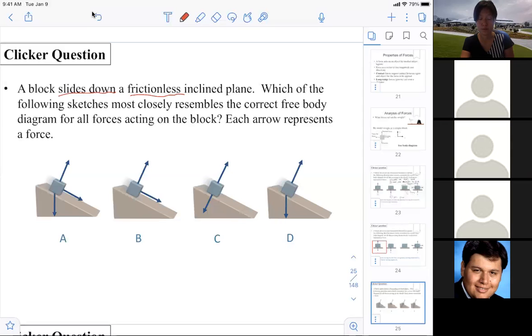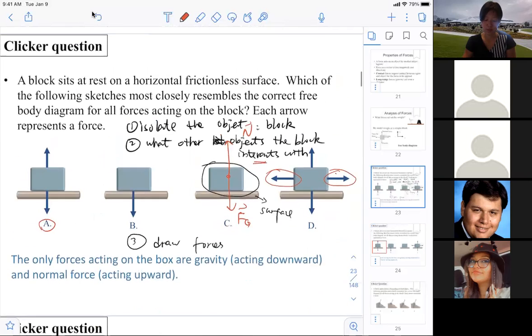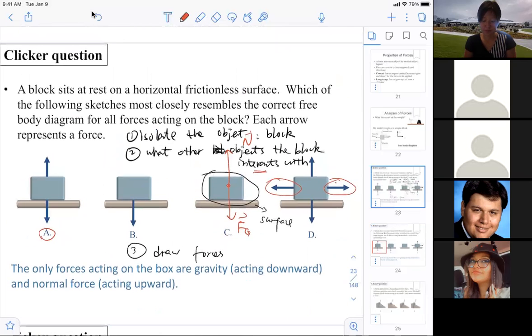Professor, when you have a second, could you go up to the steps you wrote down for how to do the free body diagram? Oh, here? Yeah, thank you. Thanks, I got it.